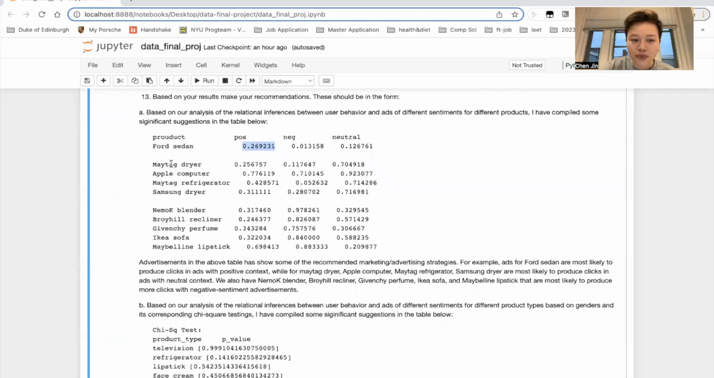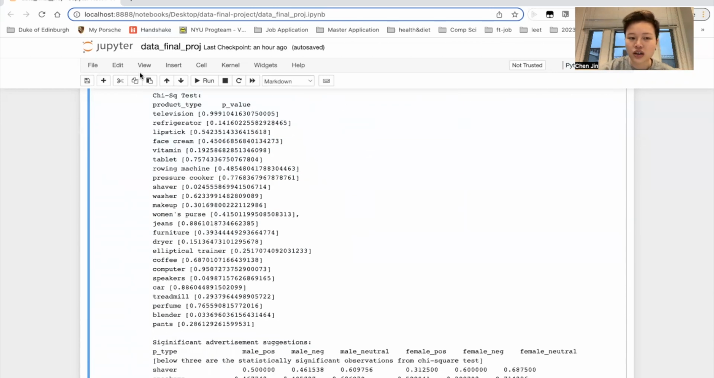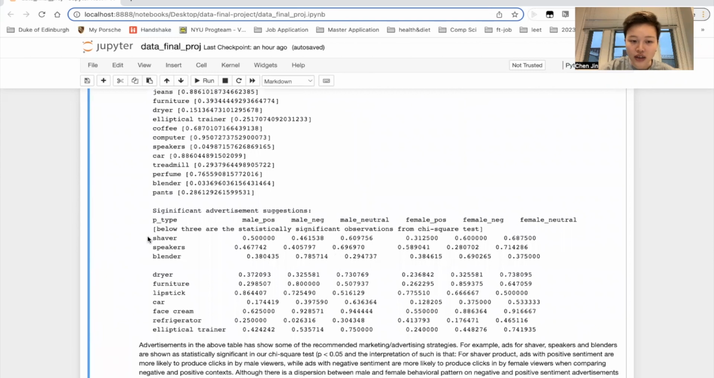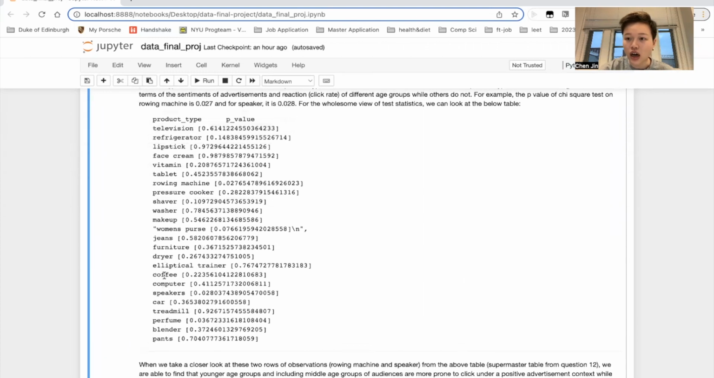And then for the Maytag dryer, Apple computers, especially for Apple computers, there's around 92% click rate if it's a neutral ad. So definitely if we're considering Apple computers, then we need to target more towards neutral advertisements compared to positive and negative. So for all of these tables, we can use the same logic chain and approach to find the marketing influences, right? And then based on our chi-square test, which I elaborated earlier, the statistically significant ones are shaver, speaker, and blenders, to find out some of the behavior patterns of our audiences, targeting potential customers based on their gender or based on their age group.